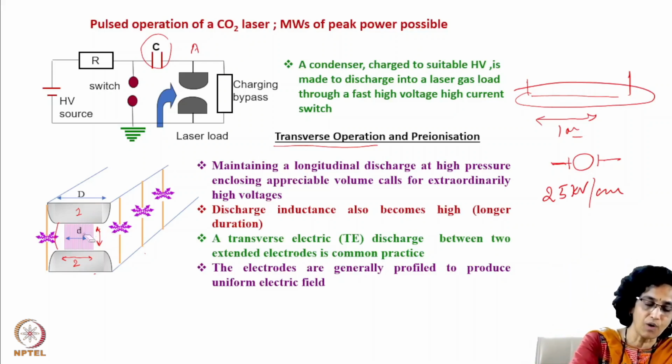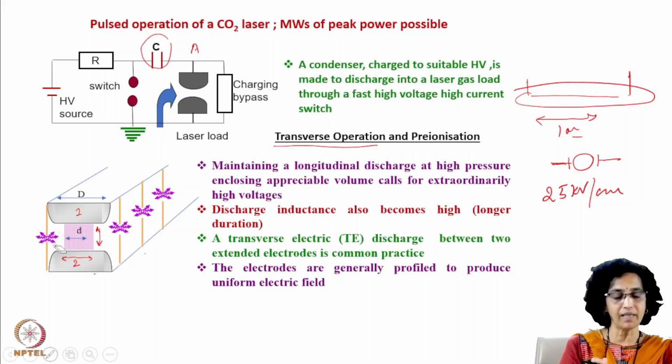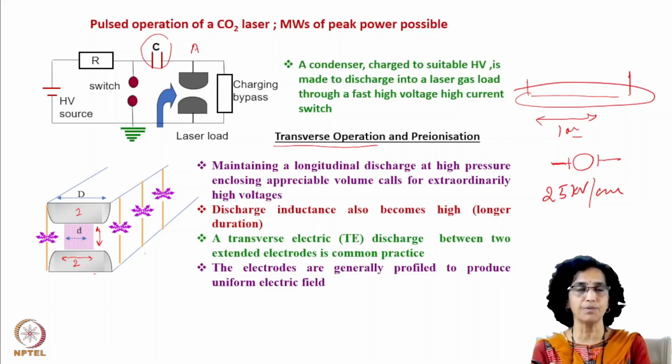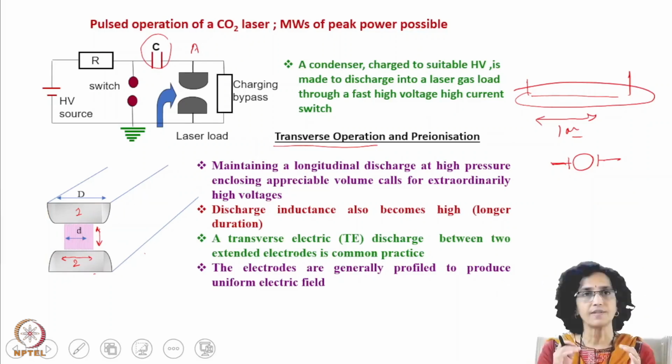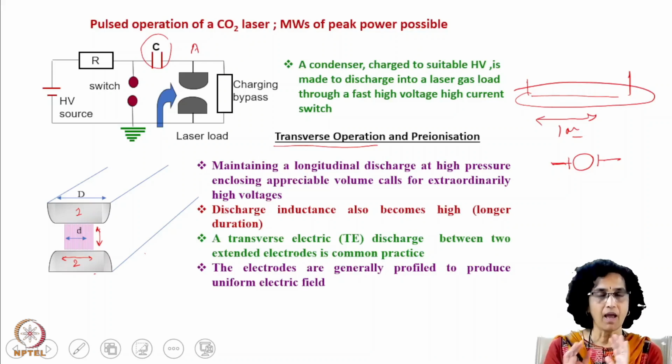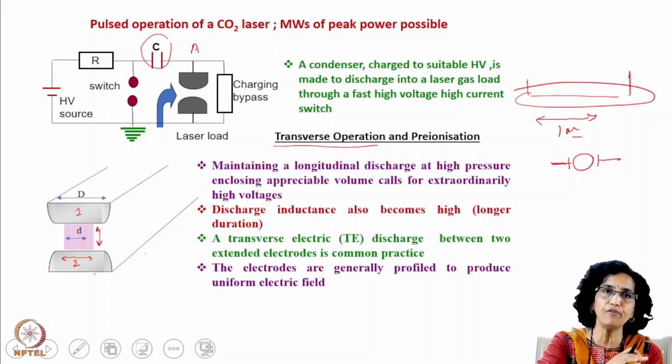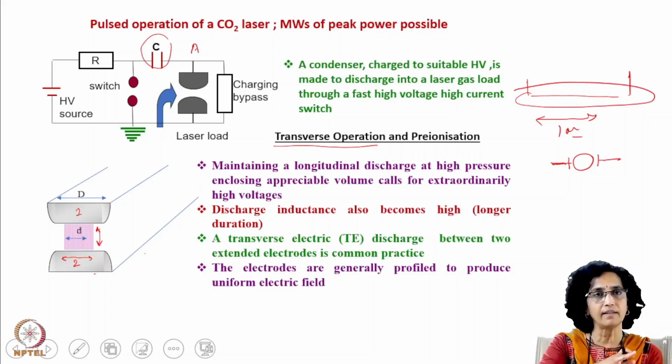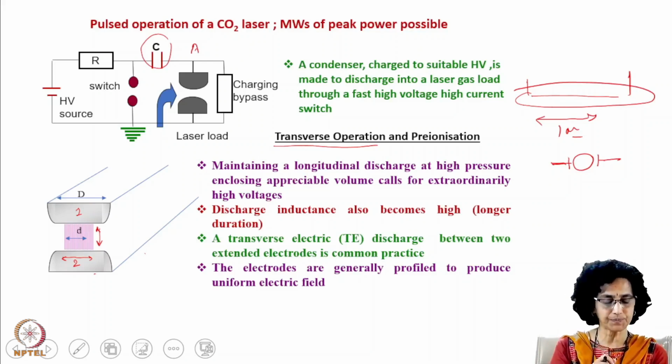So to avoid that, one normally makes use of contoured or profiled electrodes. Then the enhancement in field does not happen, and there is a uniform field distribution in the entire active region.